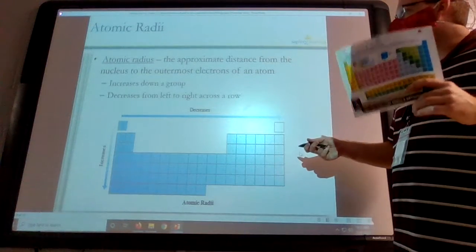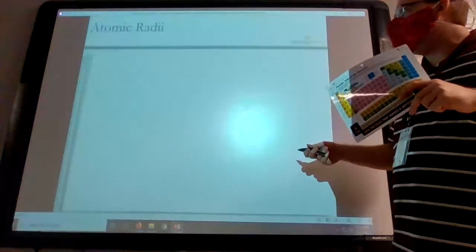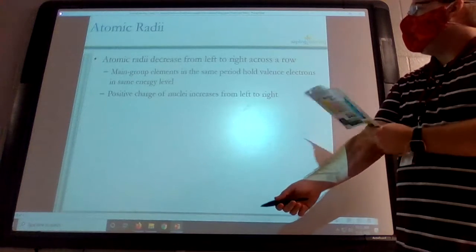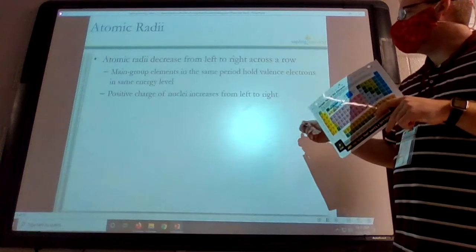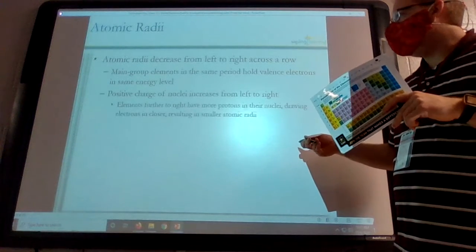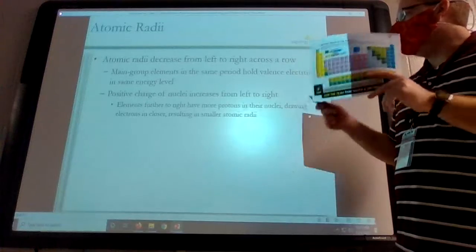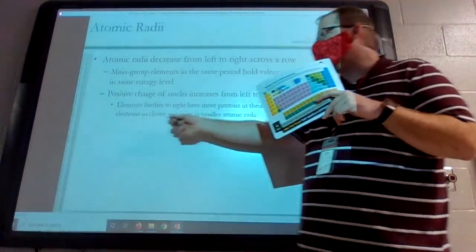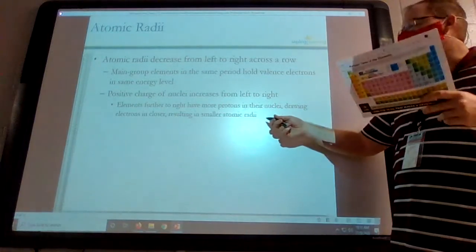Let's see what's next. Increases down a group, decreases from left to right. Atomic radius decreases from left to right across a row. We've already talked about this. Positive charge of nuclei increases from left to right. Elements further to the right have more protons in their nuclei, drawing electrons in closer, resulting in smaller atomic radii.